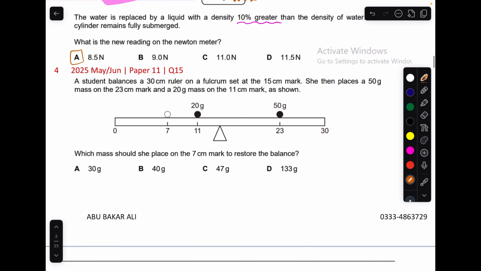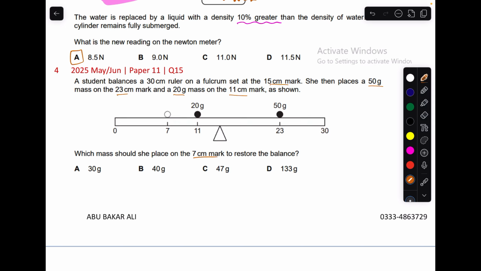In question 4, a student balances a 30 centimeter ruler on a fulcrum set at the 15 centimeter mark. She then places a 50 gram mass at the 23 centimeter mark and a 20 gram mass at the 11 centimeter mark. What mass should she place on the 7 centimeter mark to restore the balance? So you have to find the mass of this object.